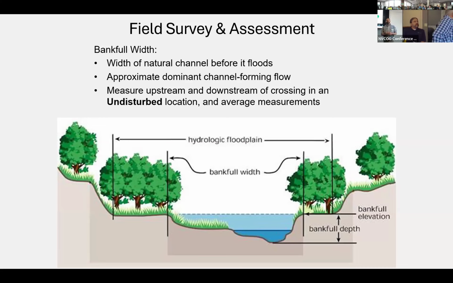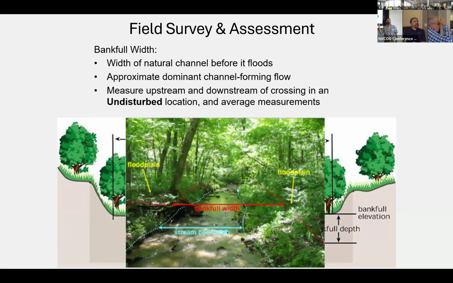That becomes a trickier measurement. But you want to get multiple measurements upstream and downstream of the crossing in undisturbed locations, and then average those out, because there is a range of natural variability. Forward one, because that will show an image here.